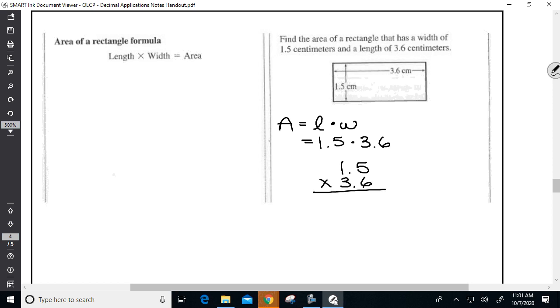So, straightforward multiplication problem. 6 times 5, 30. 6 times 1, 6, plus 3, that's 9. 3 times 5, 15. 3 times 1, 3, plus 1, 4. Add everything up. So 540 is my answer, right?